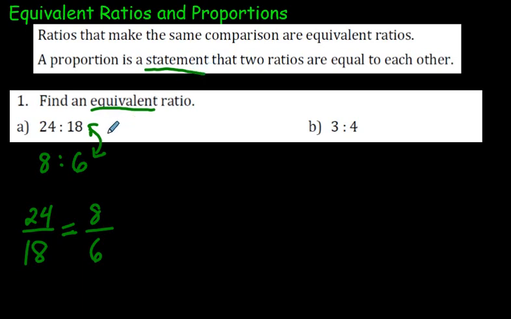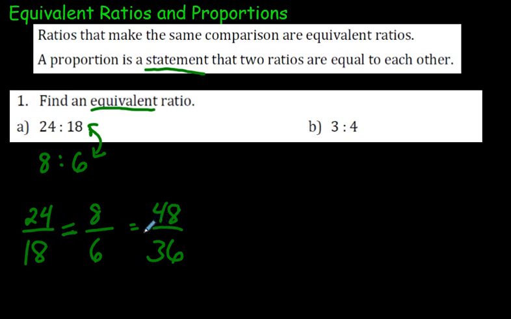We could have multiplied the 24 and the 18 by a number. We could have multiplied each one by 2 to get 48 over 36. 48 over 36, that also is an equivalent ratio or proportion.